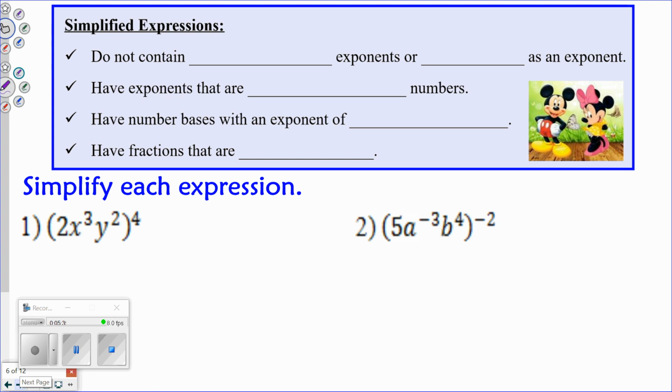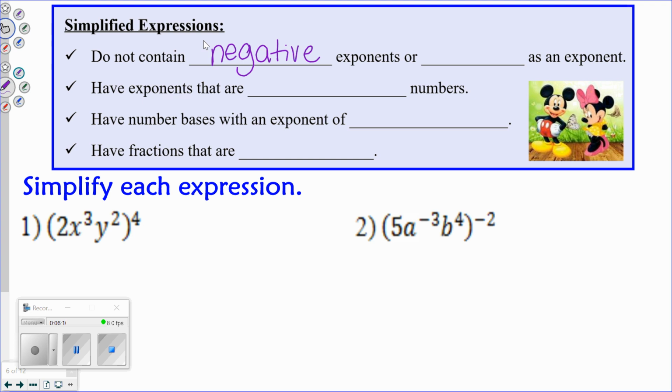Okay, so simplified expressions do not contain blank exponents or blank as an exponent. What kind of exponents are we not allowed to have? Negative. So they do not contain negative exponents. If you see negative exponents, what should you do? If it's negative on top, where am I going to put it? On the bottom. If it's negative on the bottom, move it up to the top. Okay, so we got to get rid of those. Or I can't have blank as an exponent.